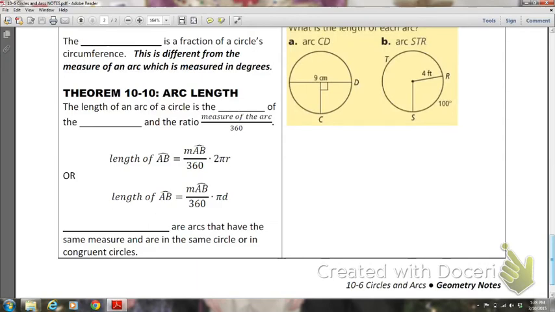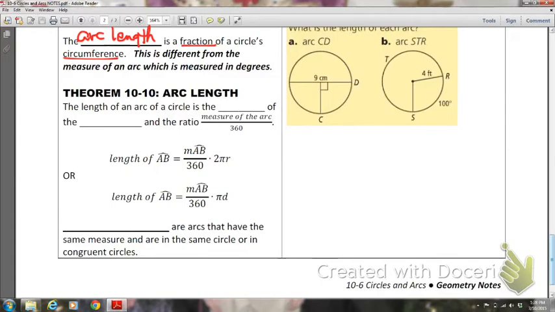Next definition is arc length. The arc length is going to be a fraction of the circle's circumference. Now that's different than the measure of an arc, which is measured in degrees. The measure of an arc is the same as the measure of its central angle. Those are measured in degrees. This is talking about the length of an arc. It's a linear measurement. It's a fraction or a piece of the circle's circumference.